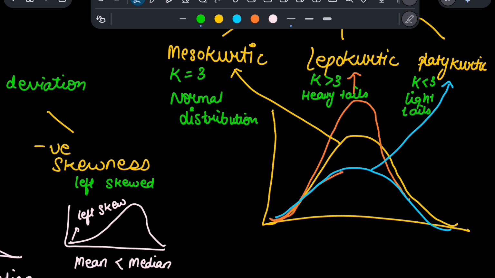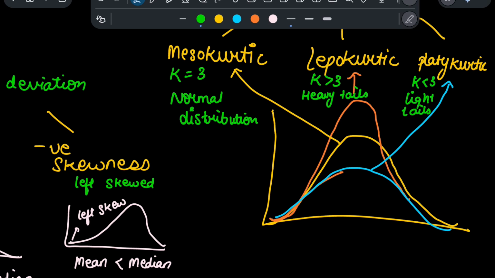So this was all about the kurtosis, and let me give you an example of all the three. The example of mesokurtic distribution is exam scores in a large class. Leptokurtic distribution is like stock market returns, which has many extreme values. And for the platykurtic distribution, the example is the uniform distribution like dice rolls.